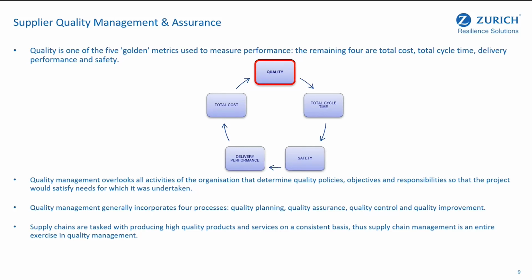Supply chains are tasked with producing high quality products and services on a consistent basis. Therefore, supply chain management is an entire exercise in quality management itself. So a lot of people will think that quality is not part of supply chain management, but that is not the case. Quality is a huge, big part of supply chain management. There are two aspects of that type of quality. There's the external quality piece, which is your supply base and the supplier products into your manufacturing environment. And then there's the internal quality. So you have an internal quality team ensuring that the product is made to a high standard, and then also assuring quality at the end before it goes to the customer to ensure that the product is free from defects. So you can start to build a picture around how product liability feeds into the supply chain.